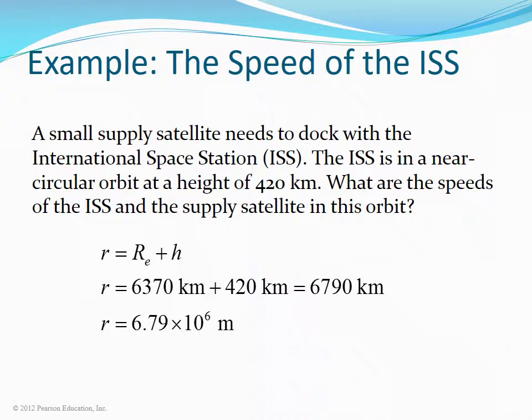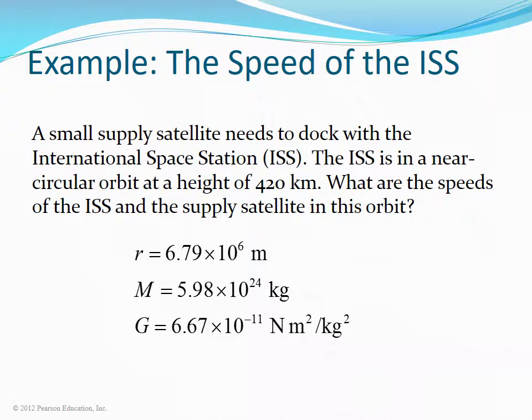Despite their different masses, the satellite and the ISS travel side by side with the same speed. They are simply in free fall together. The radius of the orbit is the height above the surface, 420 kilometers, plus the radius of the Earth, 6,370 kilometers. The radius is then 6.79 times 10 to the 6 meters.